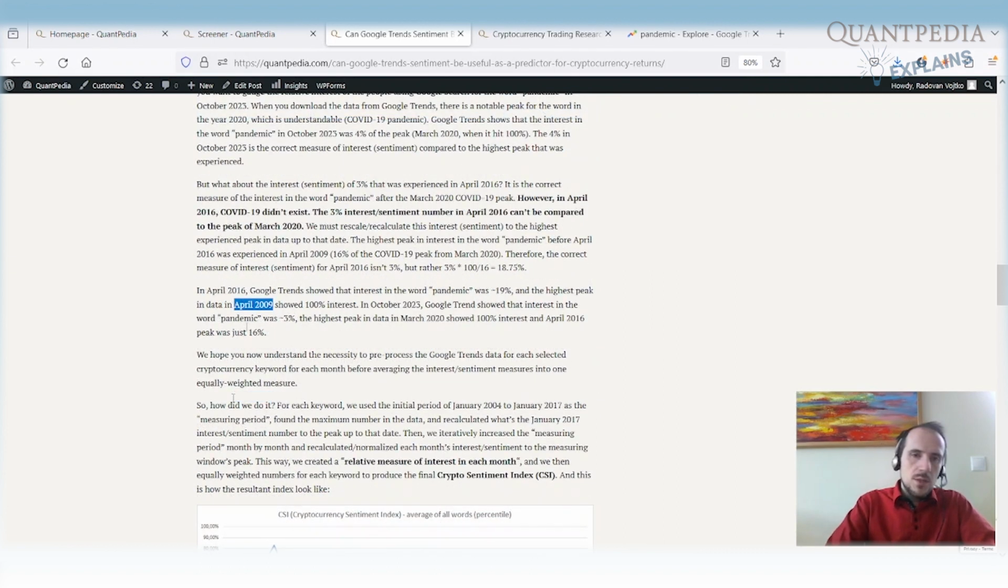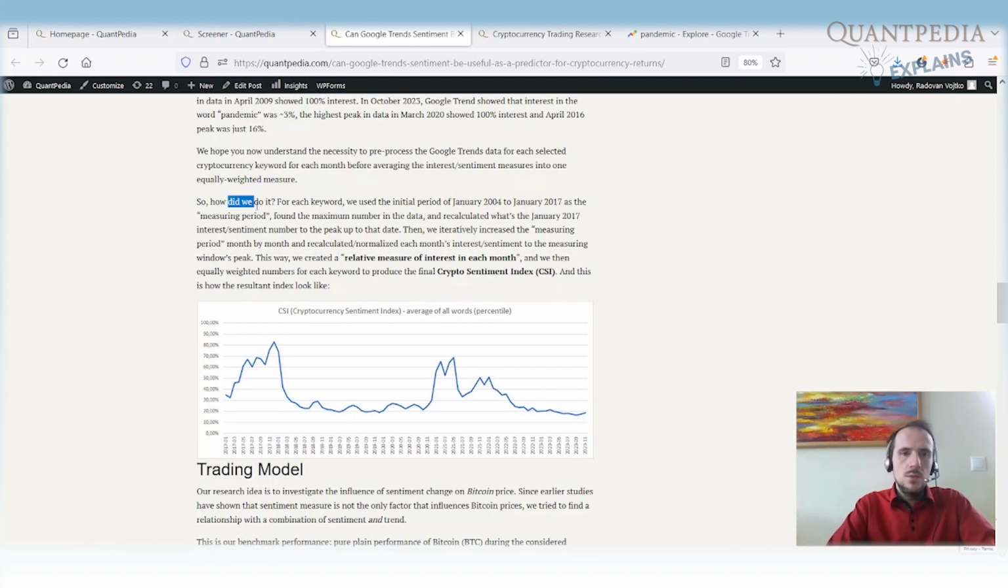So what does it mean? We need to download the data, and we have the necessity to pre-process the Google Trends data for each selected cryptocurrency keyword for each month before averaging the interest sentiment measures into one equilibrium measure. How did we do it? For each keyword, we used the initial period from January 2004 to January 2017 as the measuring period. We found the maximum number in the data, and then we calculated the January 2017 interest sentiment number relative to the peak up to that date.